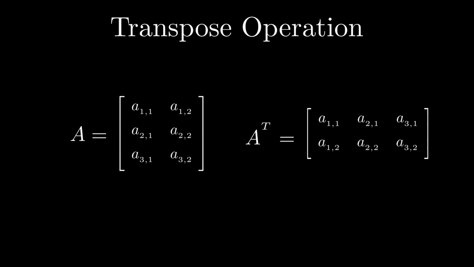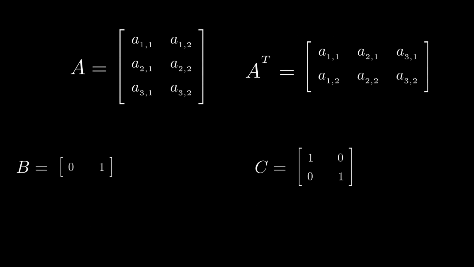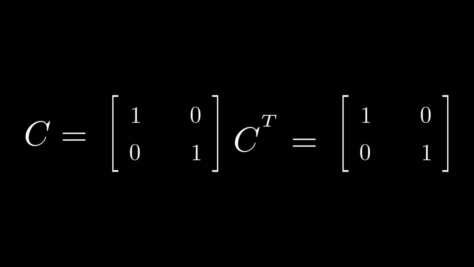From an index perspective, every element in A at ij is mapped to A transpose at ji. So these matrices, A, B, and C, have transposes that look like this. Notice how C doesn't actually change. When matrices don't change after a transpose, they're called symmetric. So every element C at ij is equal to C at ji.